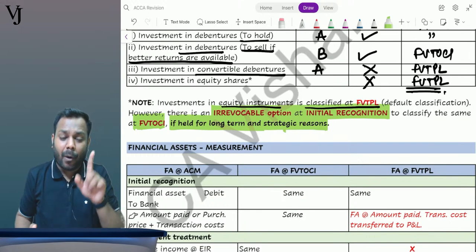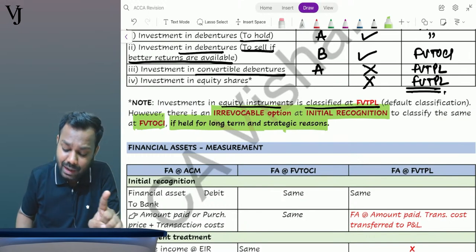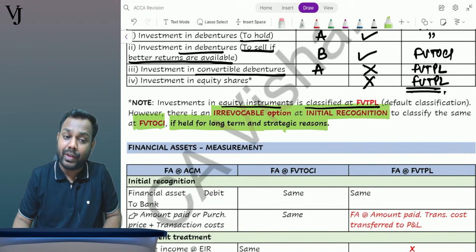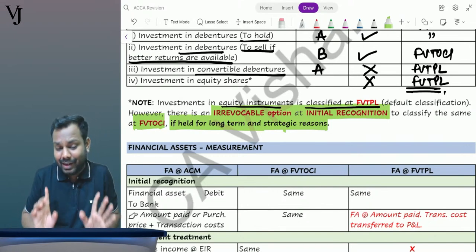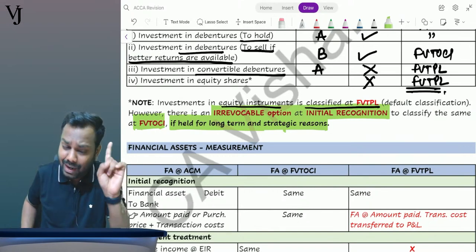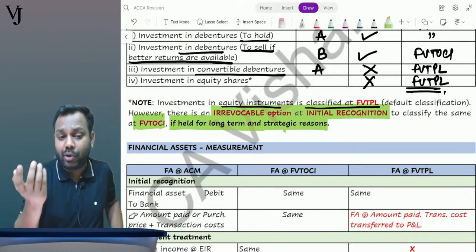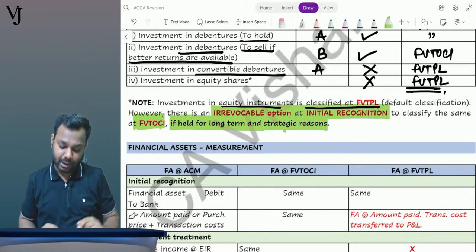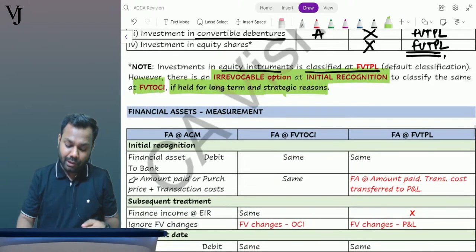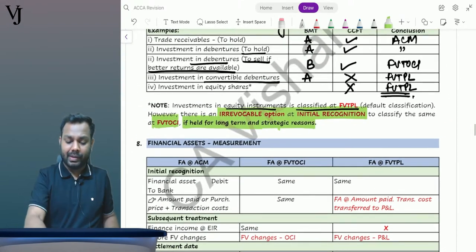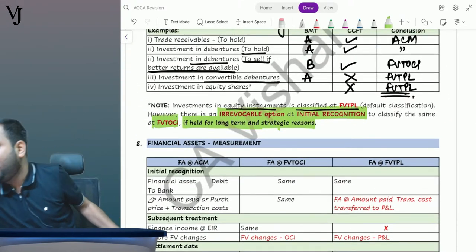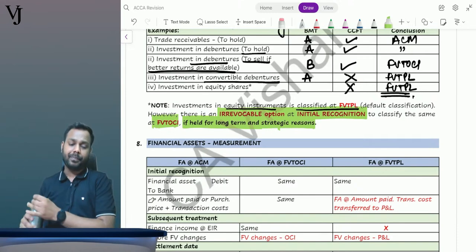Why? Because the option to select FVT OCI is only at the initial recognition, on the date of purchase. So if you select FVT P&L once, the option to select FVT OCI gets closed. Now this is the recognition principle of financial assets. Tell me, guys, if you have any queries so far.